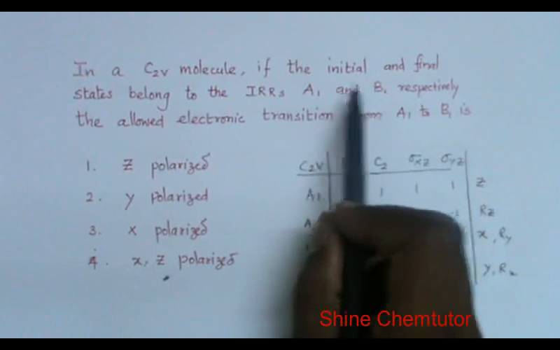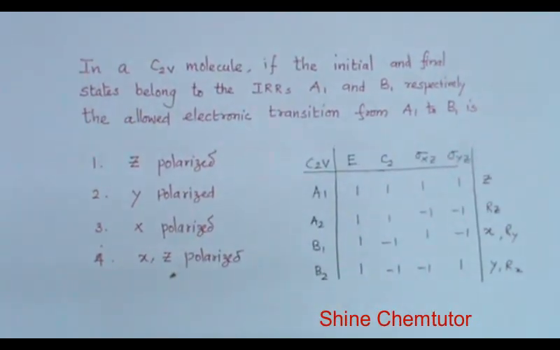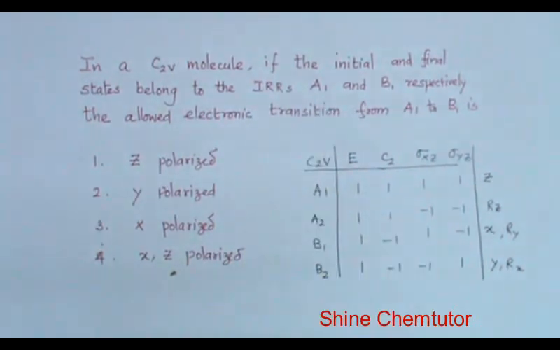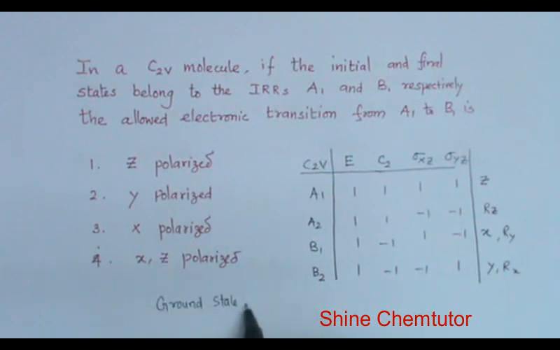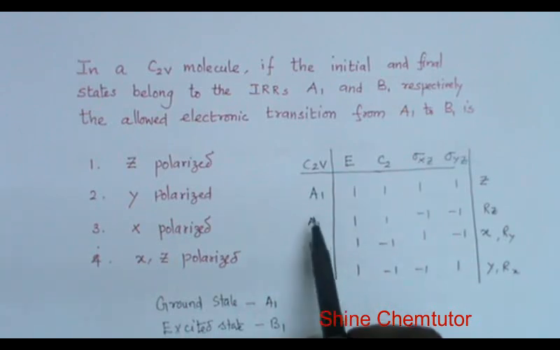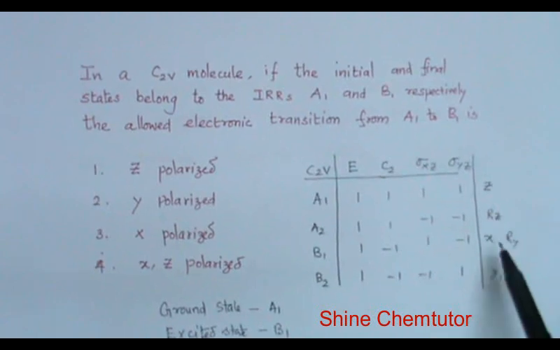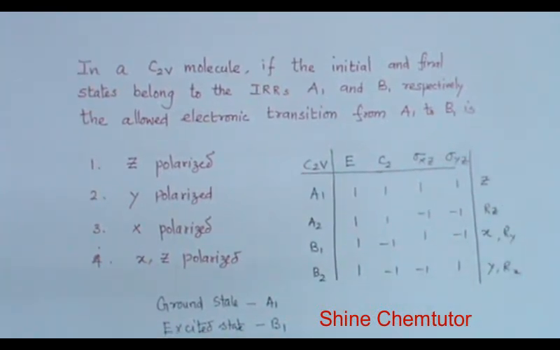They are given that the initial and final states belong to the irreducible representations A1 and B1. That means the ground state is A1 and the excited state is B1. Now the transition is from A1 to B1. The polarization will be in which direction, whether X, Y or Z? It is very simple. I go for the irreducible representation that corresponds to X, Y and Z, and multiply with this.